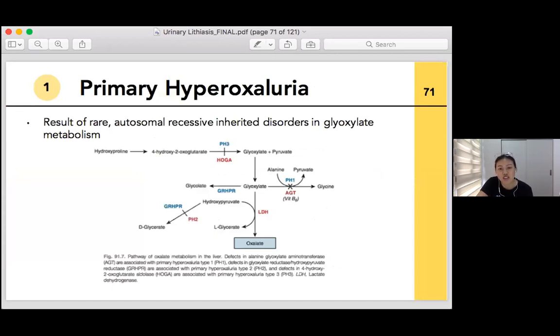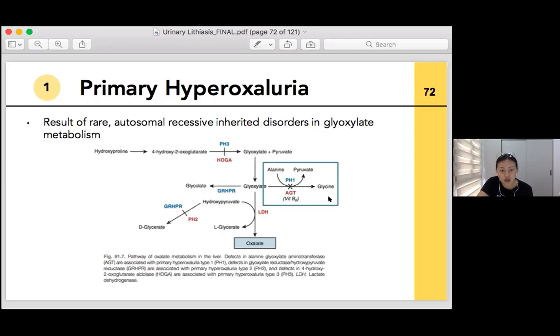hyperoxaluria, this is a result of rare autosomal recessive inherited disorders in the glyoxylate metabolism, where normal conversion of glyoxylate to glycine is prevented. And this leads to preferential oxidative conversion of the glyoxylate to oxalate. So the markedly high levels of urinary oxalate that occur would lead to increased saturation of calcium oxalate and formation of calcium oxalate complexes. So there have been 3 forms of primary hyperoxaluria, or PH, that have been identified.